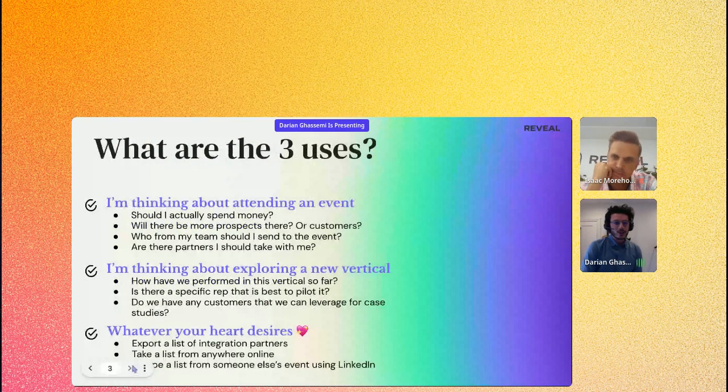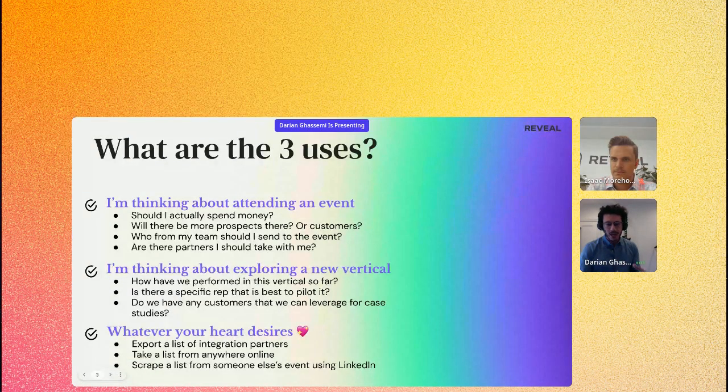So what are the three main uses I see out of this? One is I'm thinking about attending an event. And so how can I get a list of event attendees or event sponsors, import that into an account mapping tool like Reveal, and then determine based off of the data that you're going to gather from Reveal, should I actually go to this event? Should I sponsor it myself? And should I spend money on it? And if I go to this event, are there going to be prospects there? Are those prospects going to have open opportunities? Will there be customers at that event? And if so, which one of my reps should I send there? Is there one rep that has 95% of all the prospects there because they're vertically integrated?